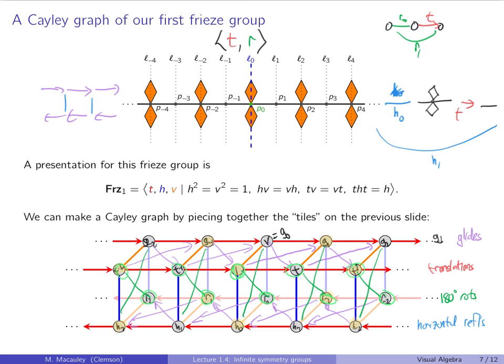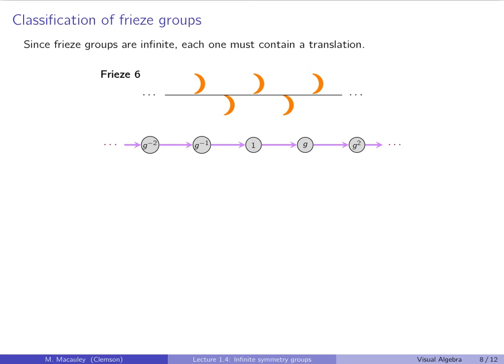Okay, so I think it's helpful to see this, how they get pieced together, and how these other Frieze groups really arise as subgroups of our first one. However, we're still missing a few Frieze groups. Can you think about what else there is? Here's one. Since Frieze groups are infinite, each one must contain a translation, and one way to do that is to just take the glide reflections.